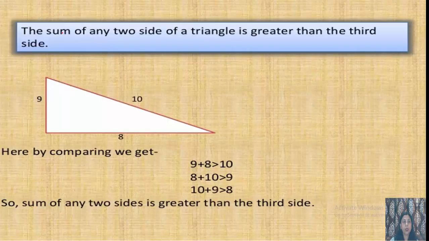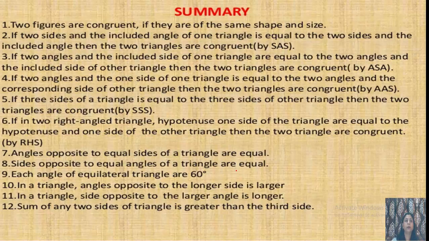This is also a property of inequality. The sum of any two sides of a triangle is greater than the third side. Suppose this is a triangle given 8, 9, 10. The measurement of the sides are given 8, 9, 10. तो कोई भी दो साइड का आप जब सम करेंगे तो वो हमेशा तीसरी साइड से ज्यादा आएगा. अगर ऐसा नहीं हो रहा है, that means the measurement which are given for the sides of a triangle, the triangles cannot be drawn. So 8 plus 9, 17 is greater than 10. 9 plus 10, 19 is greater than 8, and 10 plus 8 is greater than 9. So you can see sum of any two sides is always greater than the third side.